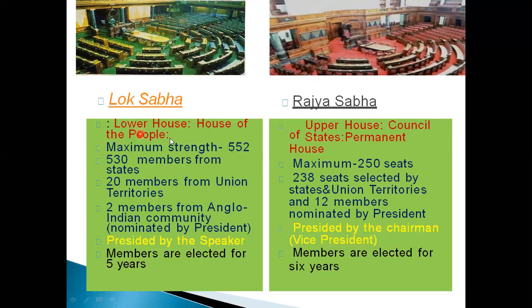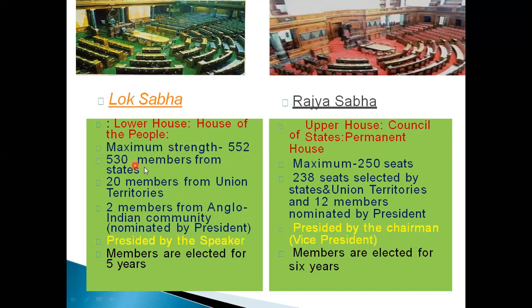Now the total strength of the Lok Sabha and the total strength of the Rajya Sabha. The maximum strength of the Lok Sabha is 552. That is 530 members from states, 20 members from union territories, and the remaining 2 members for the Anglo-Indian community, nominated by the President of India. This is the total strength of the Lok Sabha, 552 members.